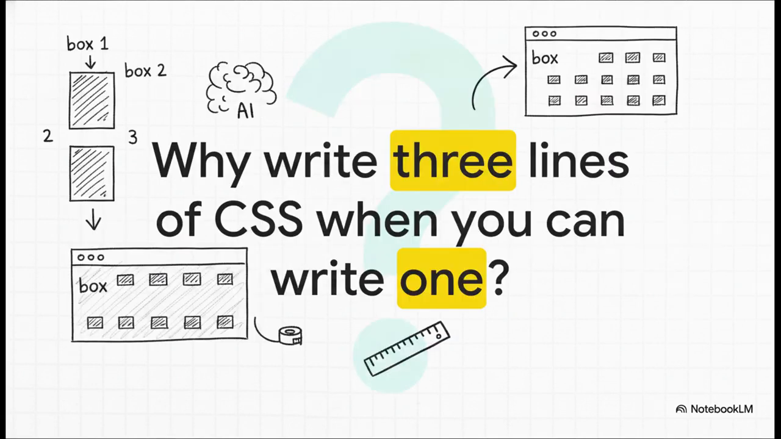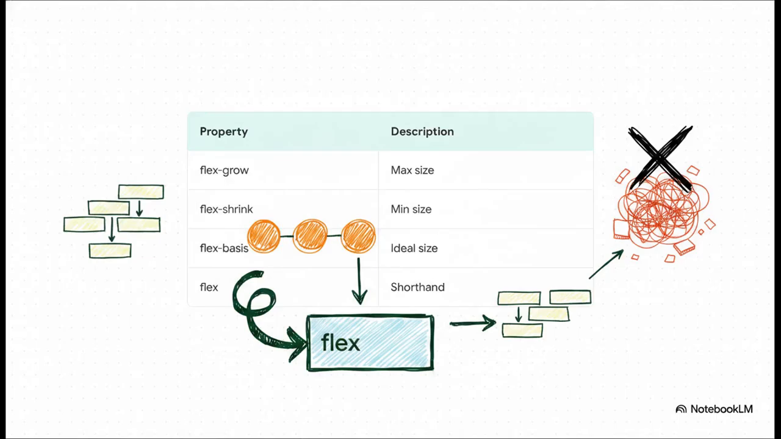But here's a great question to ask yourself as you learn this layout system. Why write 3 separate lines of CSS for sizing when you can just write 1? Now, what's really interesting about this concept is how CSS Tricks highly recommends using the flex shorthand property as a massive time saver. Instead of writing out flex-grow, flex-shrink, and flex-basis individually, just use flex.